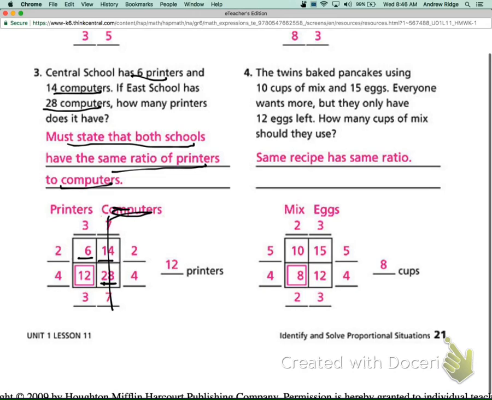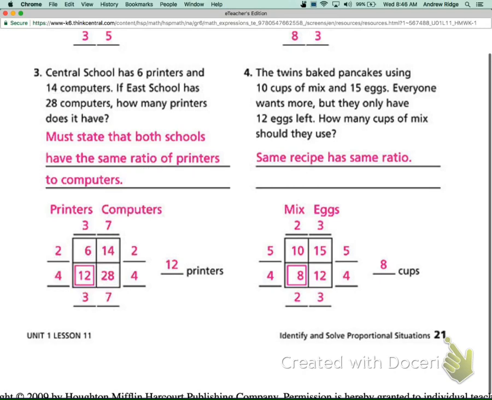Now we have 6 over here. 2 goes into both of these. 3 times 2 would give us the 6. 7 times 2 would give us the 14. 7 times 4 gives us the 28. And then we just multiply 3 times 4, and that gives us our 12 answer.